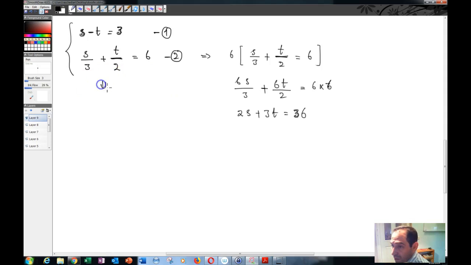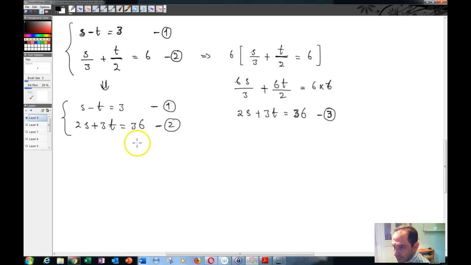So now I can write this pair of linear equations as s minus t is equal to 3, and I call this equation number 3, for example. So s minus t is equal to 3, and then instead of 2, I'm going to use the other version of 2, which is basically 3 over here. So you have 2s plus 3t is equal to 36. So I'm going to call this still 1 and 2. Right. So now remember that we are using the method of substitution.